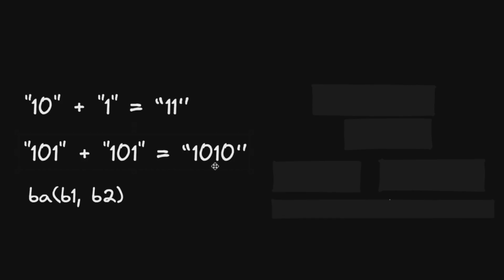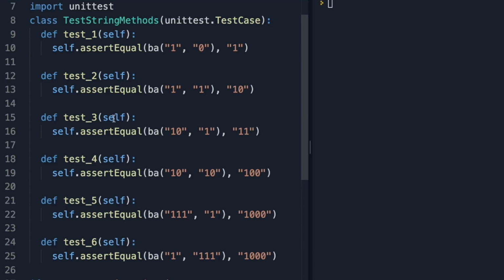Another example would be this one: 101 plus 101 should be 1010. If you want to try solving this problem by yourself, pause the video right here and feel free to use these unit tests that I wrote for this problem. I'm going to put a link to that in the description of this video.